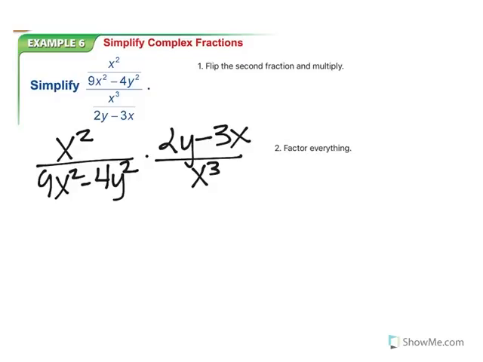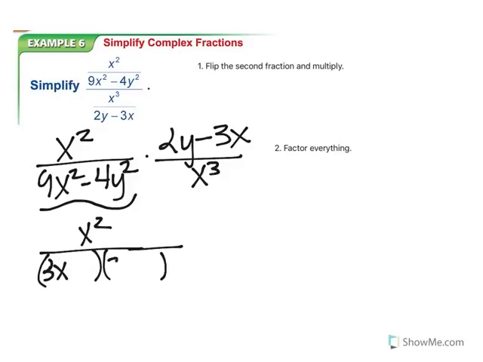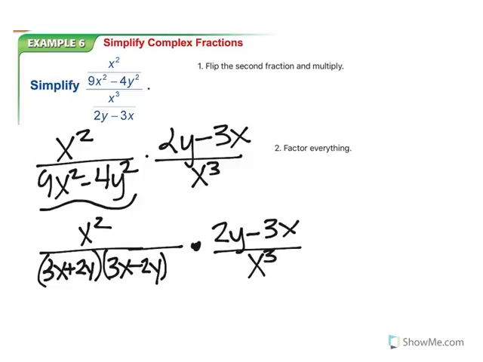Alright, next step is to factor everything. So the only thing that can be factored is this 9x squared minus 4y squared, and this is a difference of squares. So we have x squared divided by, the square root of 9x squared is 3x, so we have 3x and 3x. Square root of 4y squared is 2y, so 2y and 2y. And we have opposite signs, so plus and minus, times 2y minus 3x divided by x cubed.